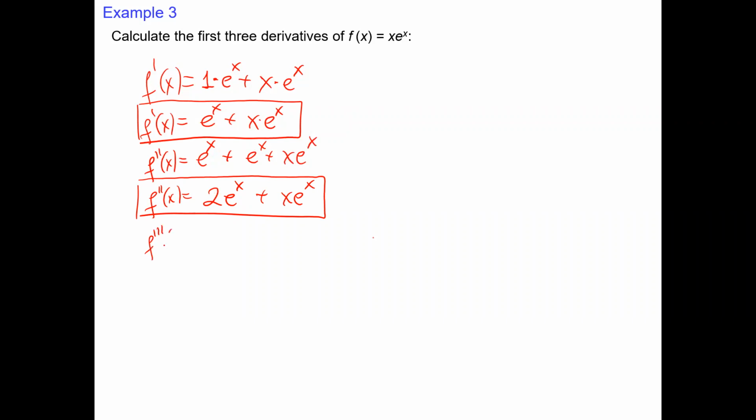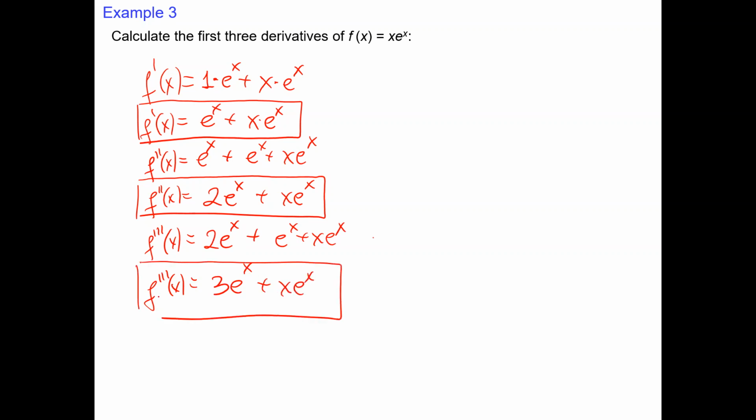And let's compute the third derivative. Derivative of 2 e to the x is 2 e to the x, and then derivative of x is 1 times e to the x, e to the x, because derivative of e to the x is e to the x. Okay, that means the third derivative is 3 e to the x plus x e to the x. And we can see the first derivative, 1 e to the x, the second derivative, 2, the third derivative, 3. If I ask you to find the sixth derivative, we know what will happen.